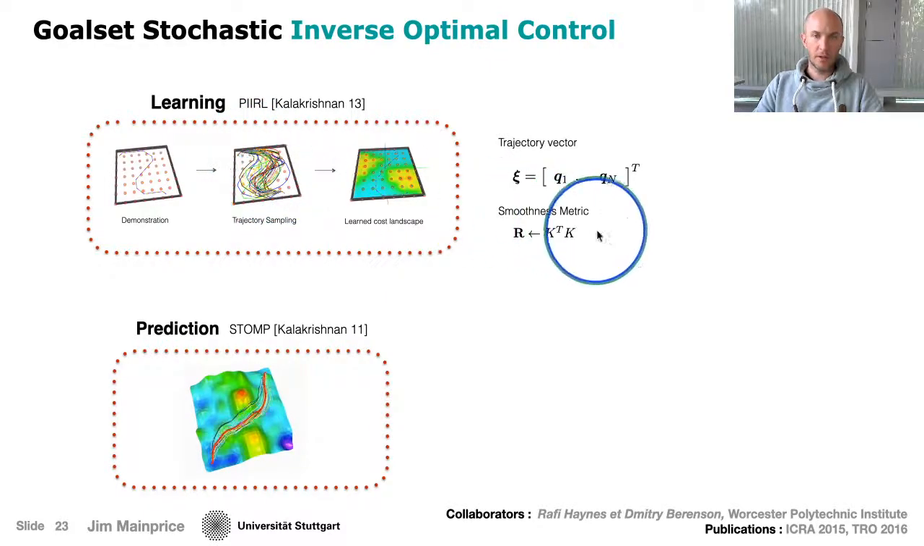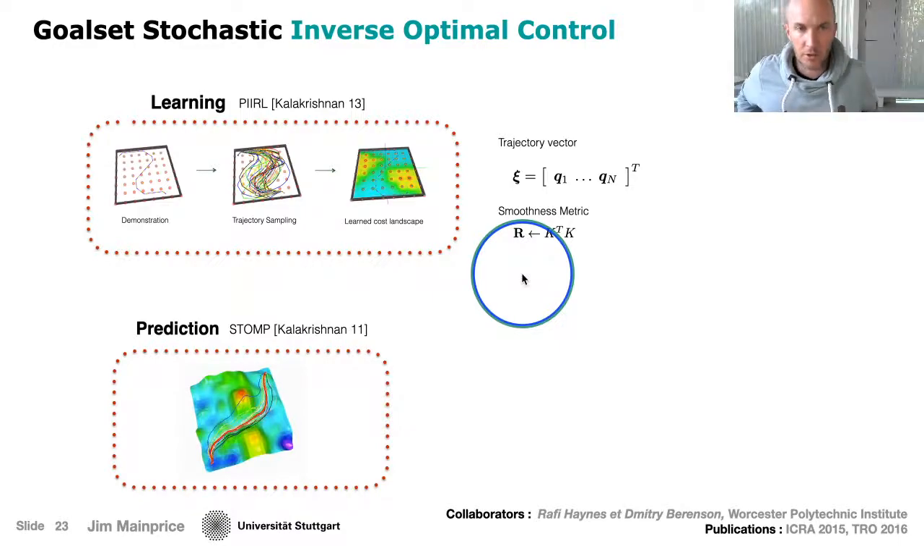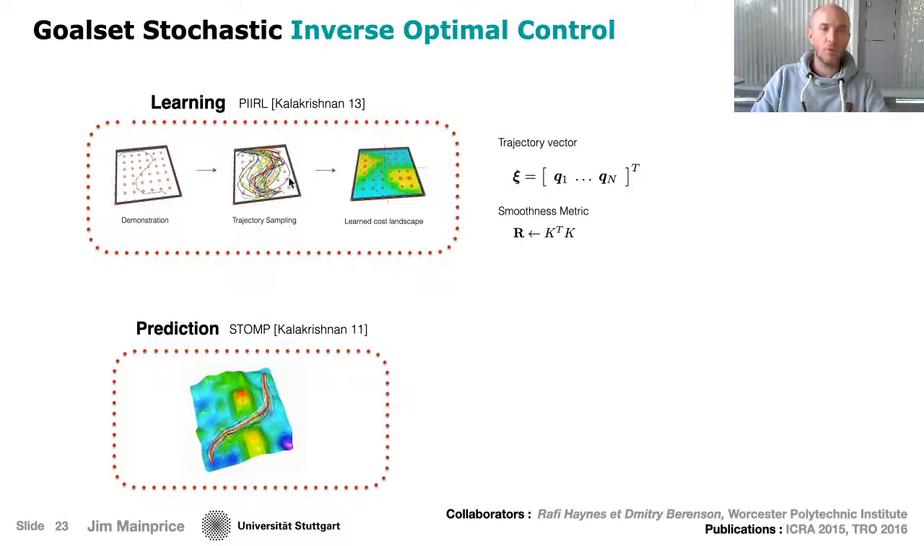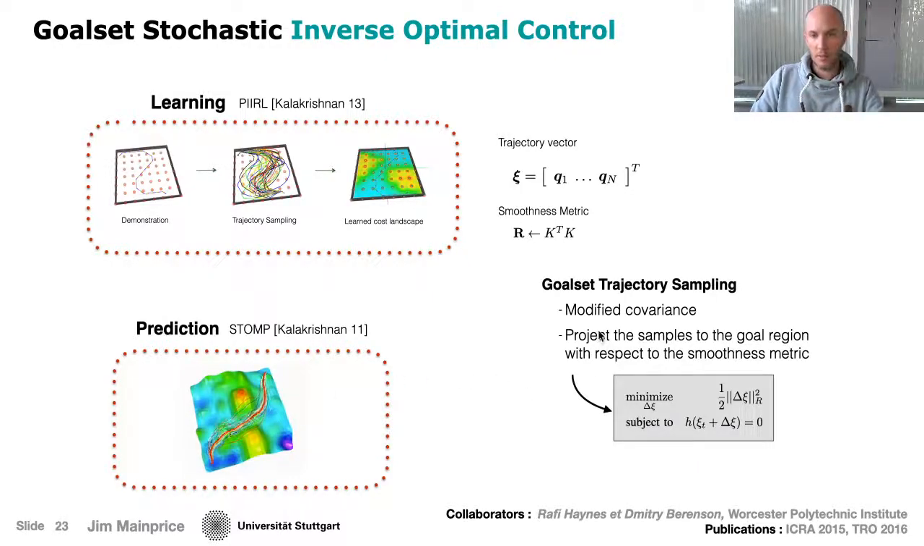We sample trajectories using a Gaussian which has a particular form, which is saying that the trajectories that we sample should be smooth. Then we evaluate the features for all the trajectories, and then we solve a convex problem that has a softmax form, which is mostly about the regularization term, which is the partition function. So it defines a probability density over trajectories, and we want our demonstration to be the highest likelihood trajectory of the whole set. The prediction algorithm is then going to be a stochastic trajectory optimizer that optimizes over the cost landscape. What we introduced in 2016 was the notion of goalset trajectory sampling, where we would modify the way that we sample the trajectories, and then project the sample to a goal region with respect to the same smoothness metric.